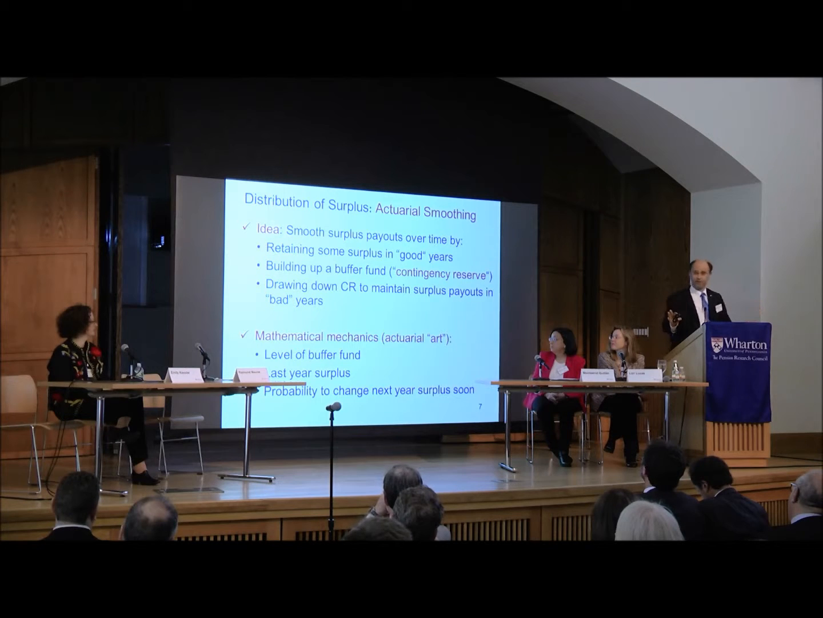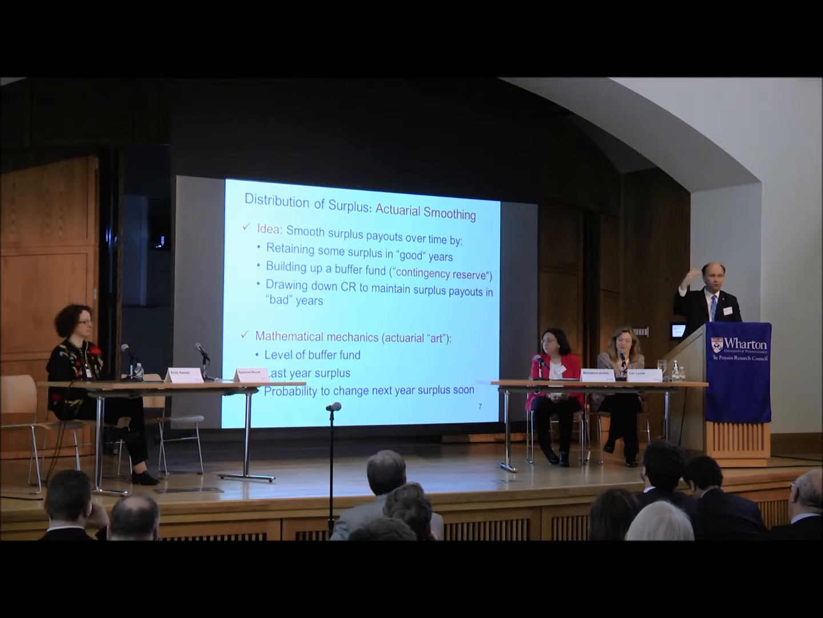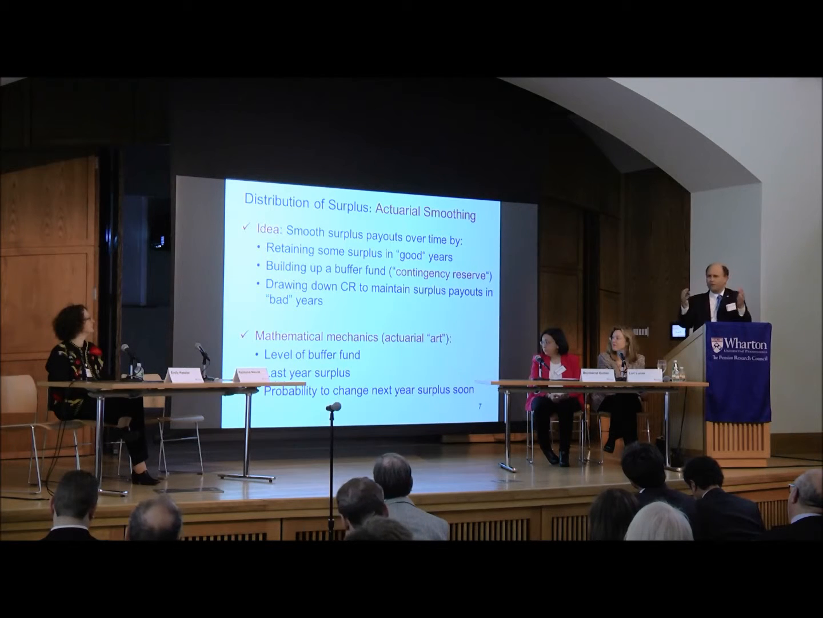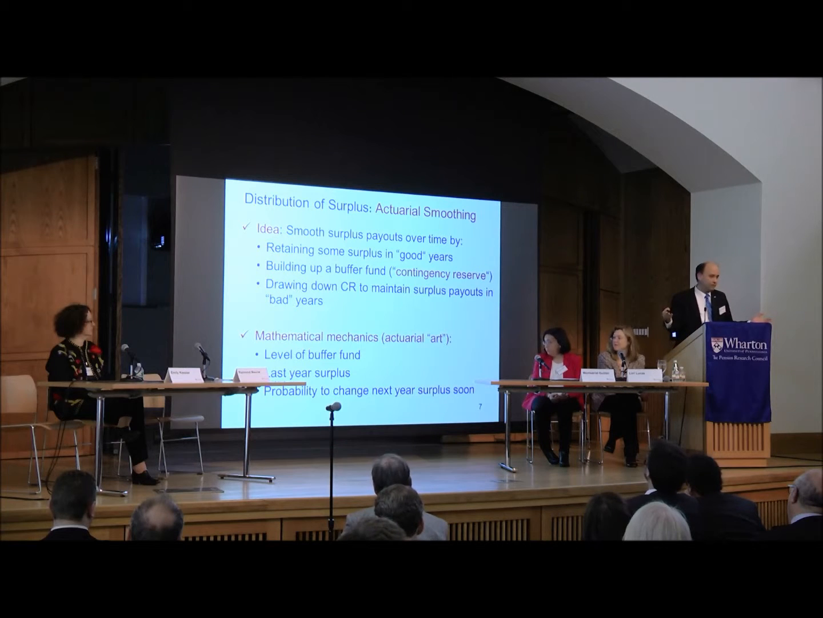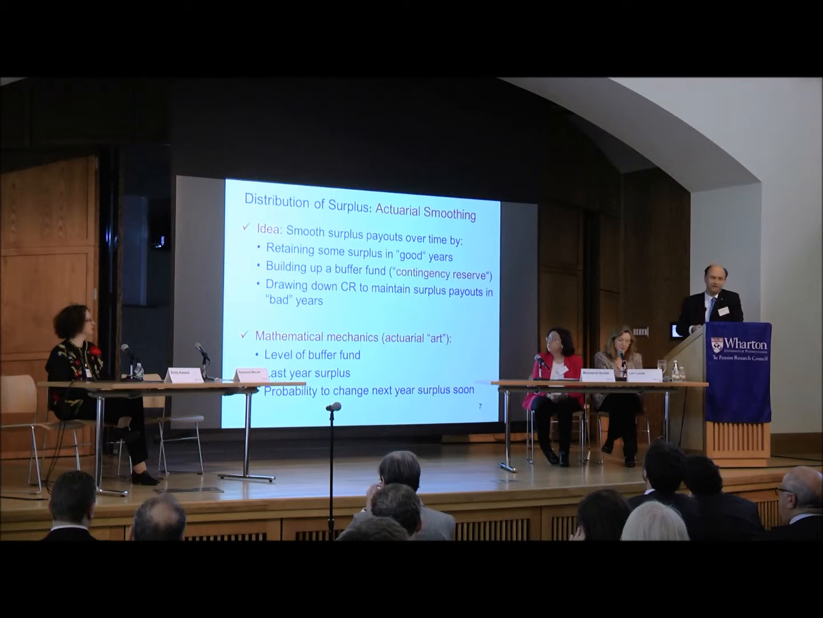If you are interested in that, you have to read my paper. The idea is that the level of the payout should be sustainable. So you have a look at the level of the buffer fund and last year's surplus, and then you look at the risk, or the probability, of having to change the next year's surplus soon. Yeah? So you don't want to declare a surplus and then have to change it again the year after. So this is a kind of mathematical art. If you are interested in the technique, you have to look at the paper.